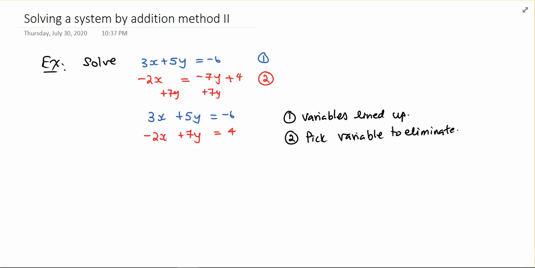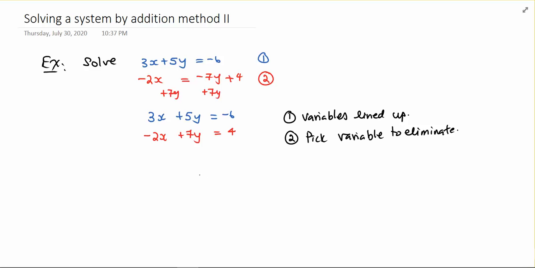So in this case, I'm going to think, okay, so I know when I add them, they must cancel. So it'd be nice and convenient if one was positive, one was negative, and I can see that in the x. The y's don't have that, so I'm going to use the x. So in this case, I'm going to eliminate x, right? So I'm going to choose x to eliminate.